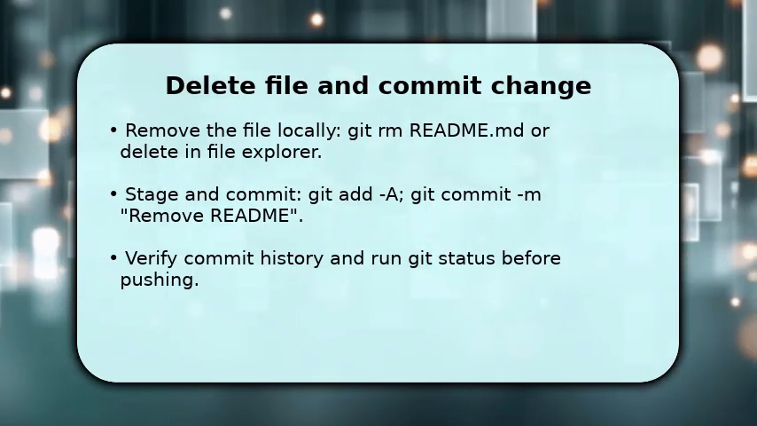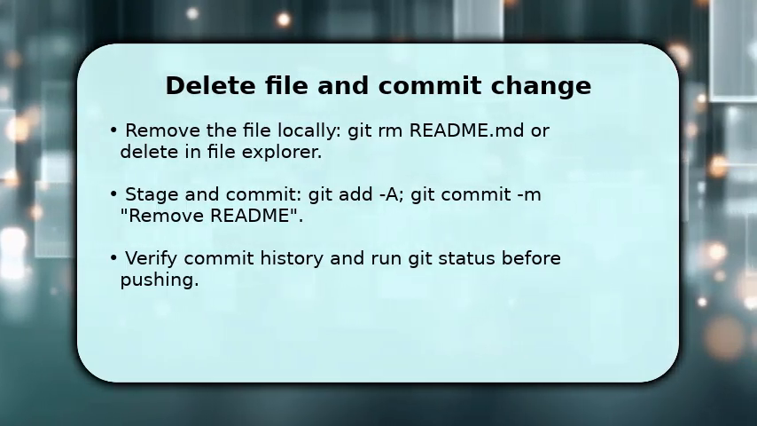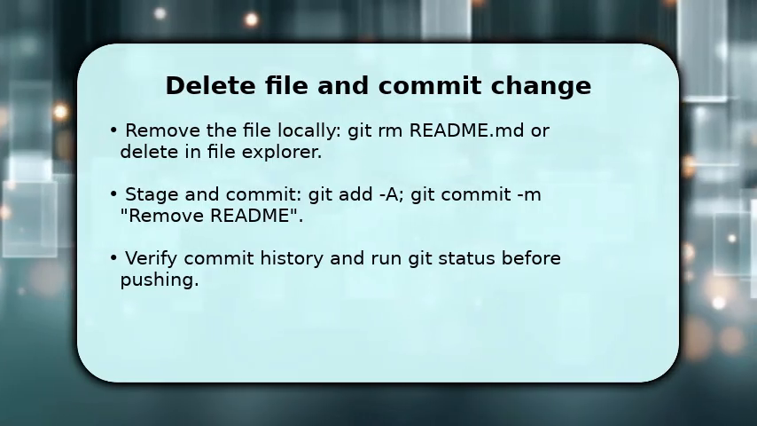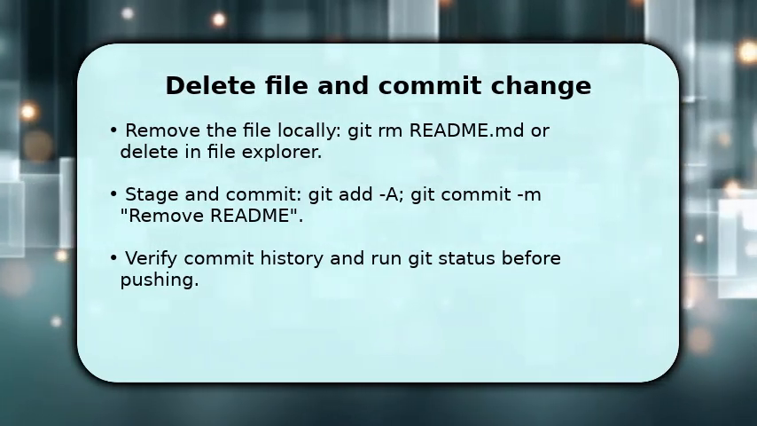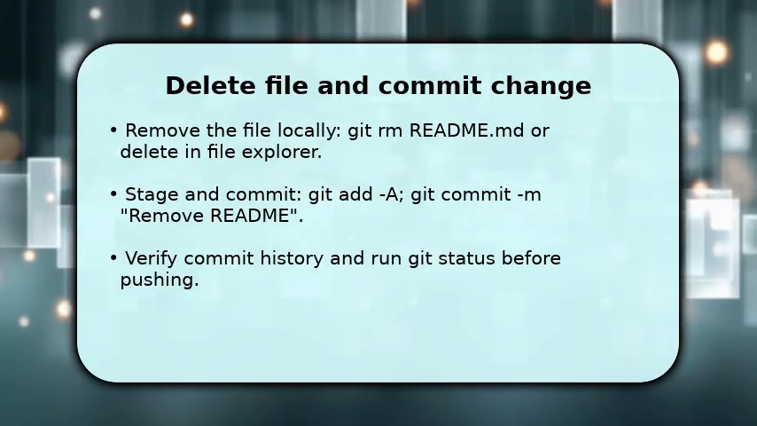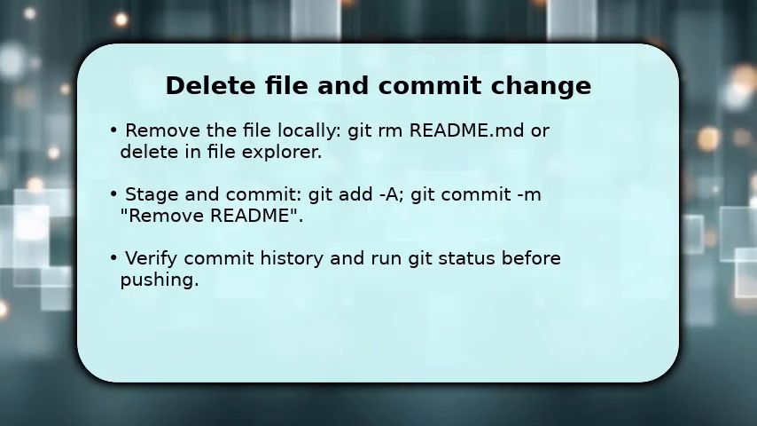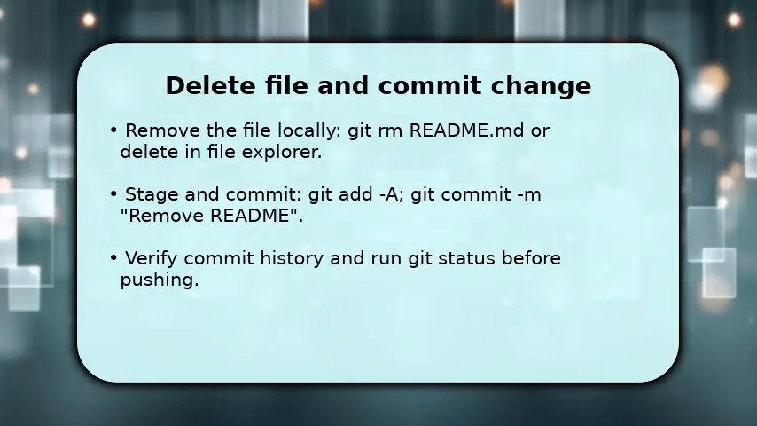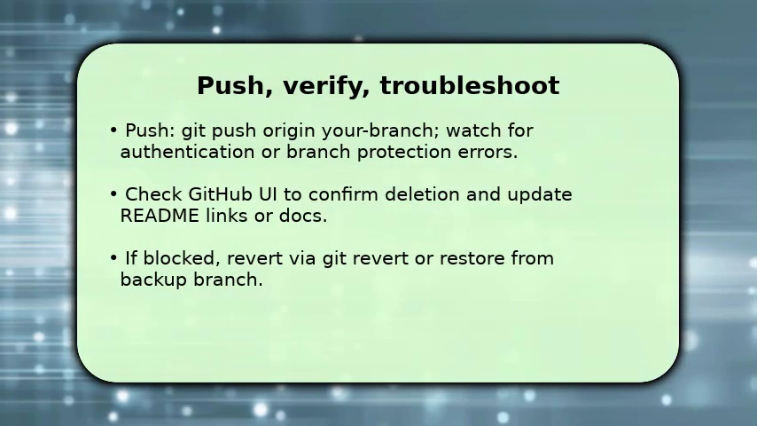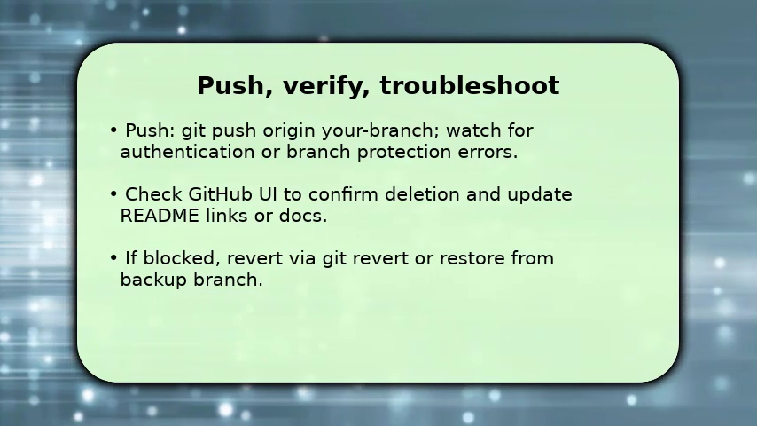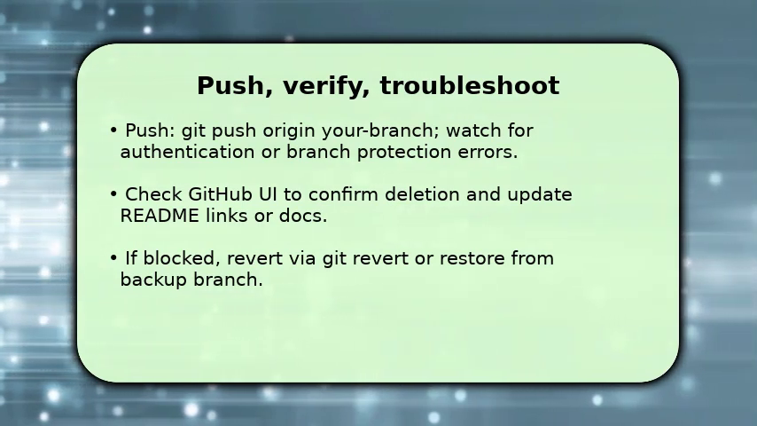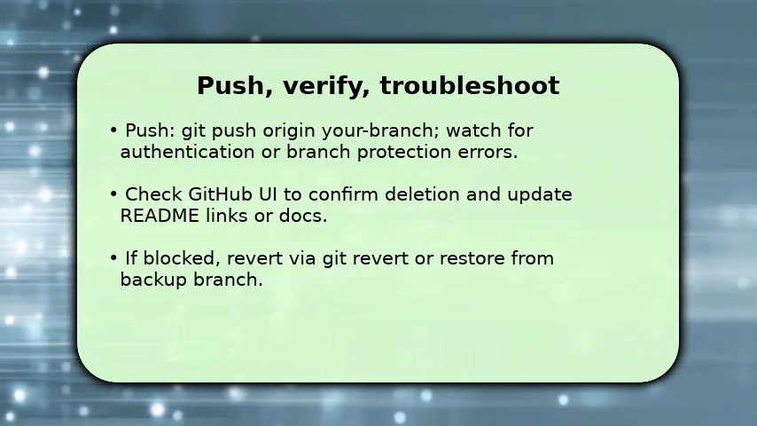If you must preserve history, create a backup branch first and consider adding a brief note in the commit describing the rationale. Once confident, you're ready to push the change to the remote repository. Now push your commit to the remote with git push origin your-branch and watch for permission or branch protection errors. Address them by requesting a review or lifting protection temporarily.